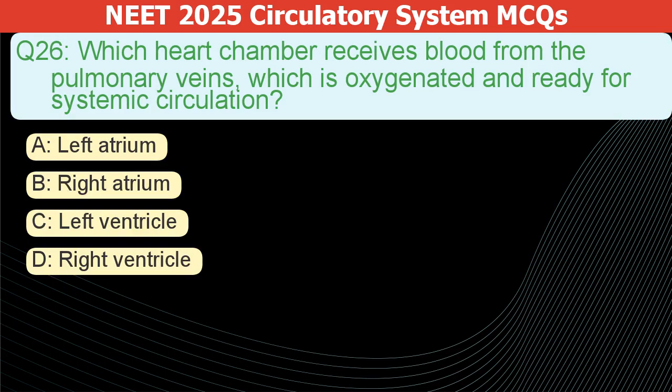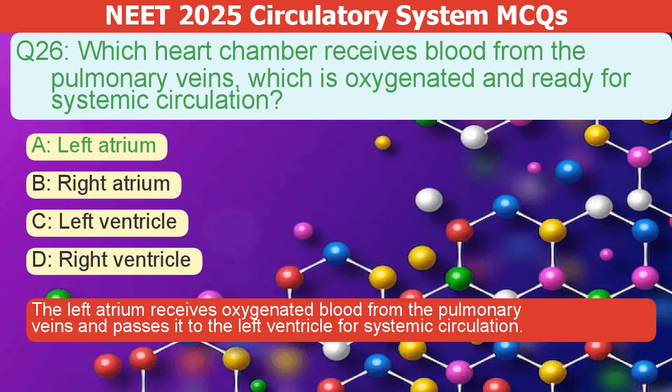Which heart chamber receives oxygen-rich blood from the pulmonary veins, ready for systemic circulation? A. Left atrium. B. Right atrium. C. Left ventricle. D. Right ventricle. The correct answer is A. The left atrium receives oxygenated blood from the pulmonary veins and passes it to the left ventricle for systemic circulation.